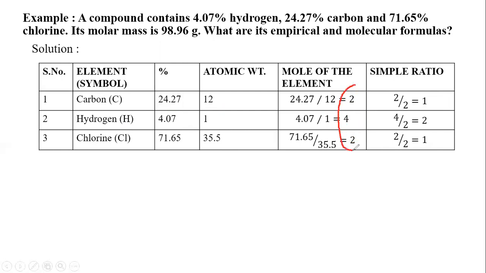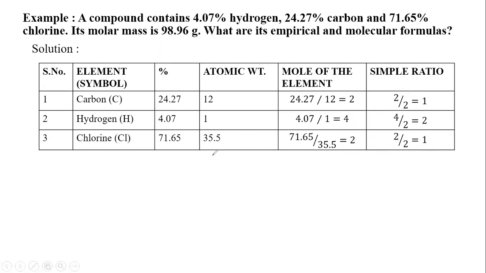Here we get 2, 4 and 2. The least number, the smallest number, is the one with whose help we will divide all the numbers. Here the smallest number is 2, so we will divide everything by 2. So 2 divided by 2 will be equal to 1, 4 divided by 2 will be equal to 2, and 2 divided by 2 will be equal to 1. So we will get the simplest ratio.